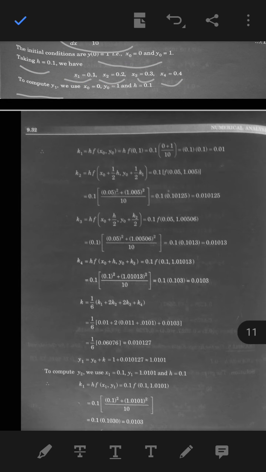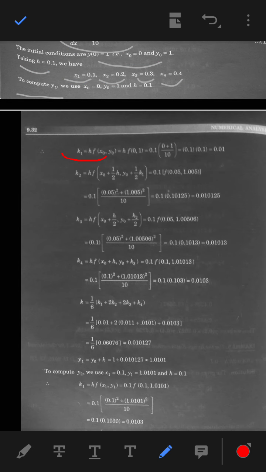So we see that the value of x1 will be 0.1, x2 will be 0.2, x3 will be 0.3, and x4 will be 0.4. First we are to find the value of y1. For this we will use the values of x0 and y0. So k1 will be h into f of x0, y0, and then the values k2, k3 and k4. By using these formulas and simply putting the values, we can find these values, and finally we find the value of k, and so our y1 will be equal to y0 plus k.